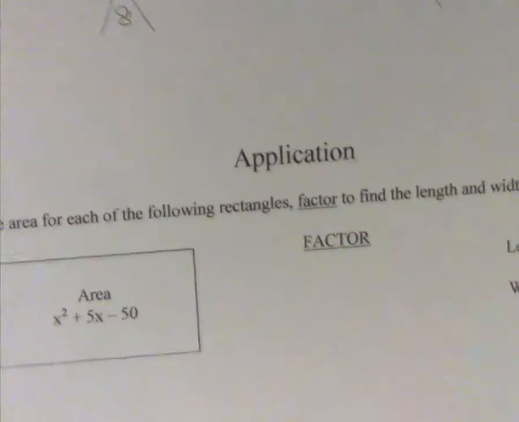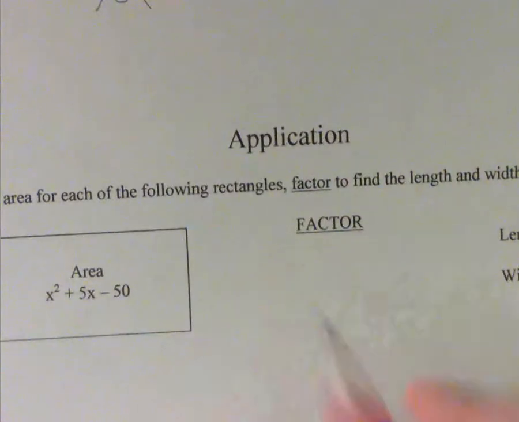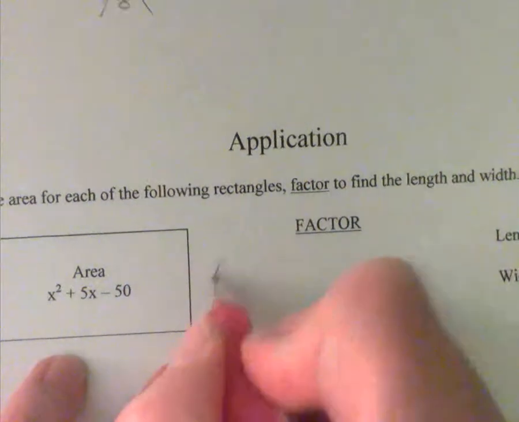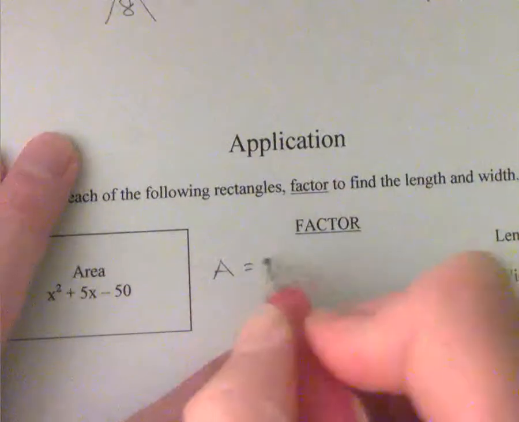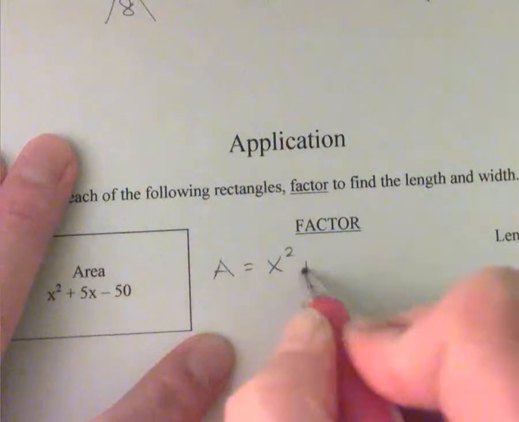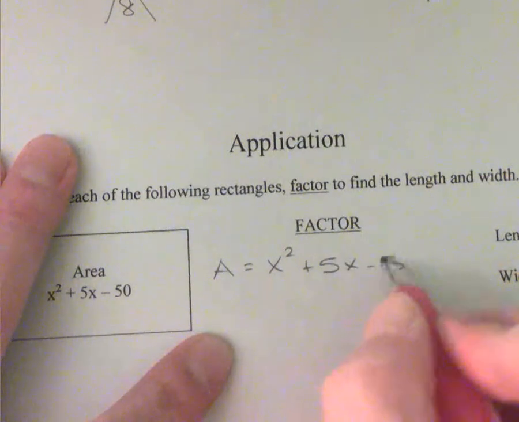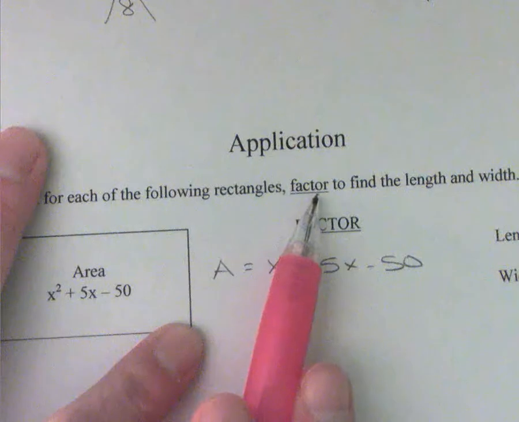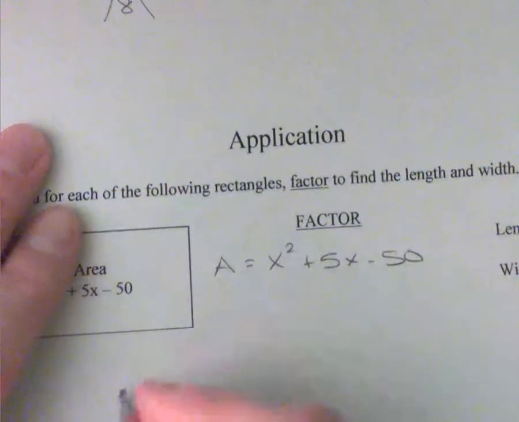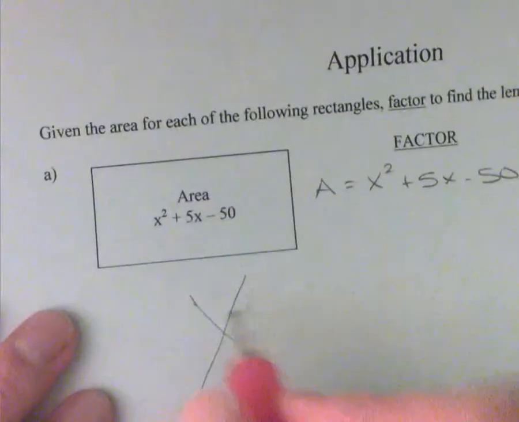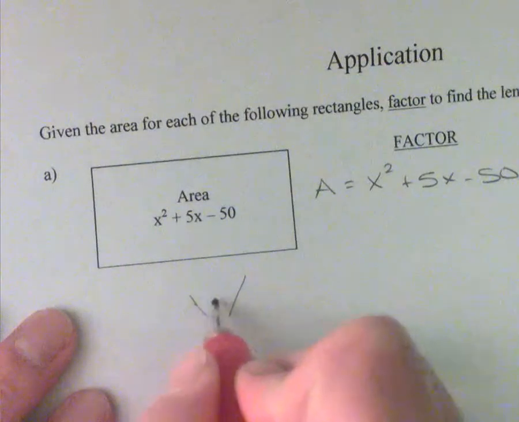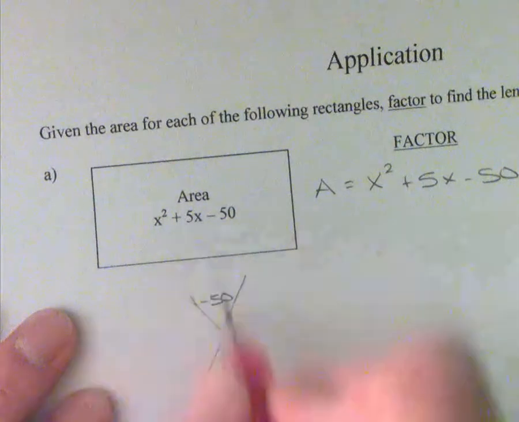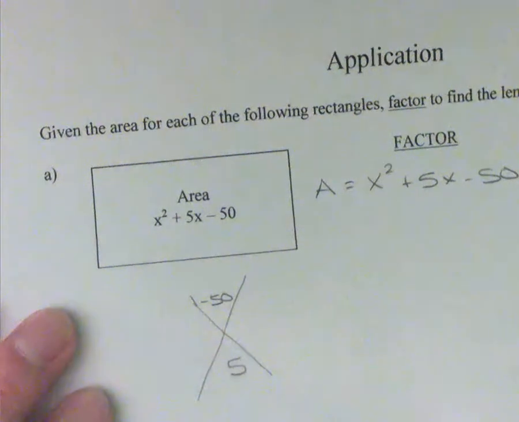Okay, let's look at an application question. So I've been told that the area of this rectangle is x squared plus 5x minus 50. And it wants me to factor to find the length and the width. So I'm looking for two numbers that multiply to minus 50 and add to 5.